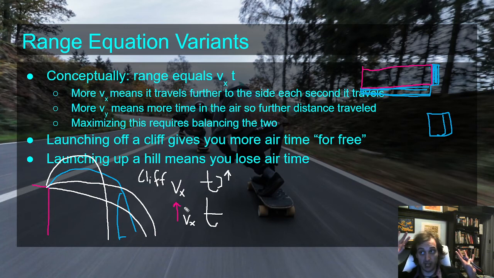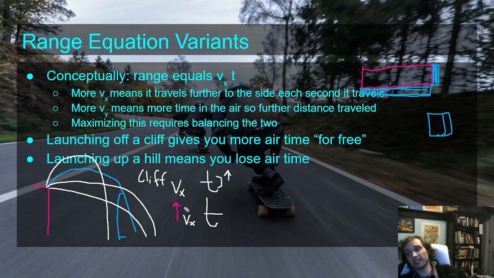Now, you do lose some time to do that, but you're basically taking these two things where this hand is your time and this hand is your Vx, and you're like, what did the cliff do? Well, the cliff brought the time up here. I want them to be on the same level as each other. So I bring one down and the other up until they meet in the middle. And overall, you'll be able to go much faster if you launch off a cliff.